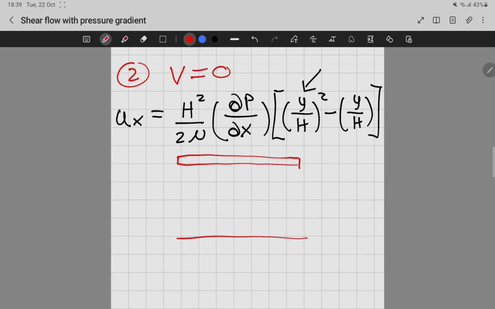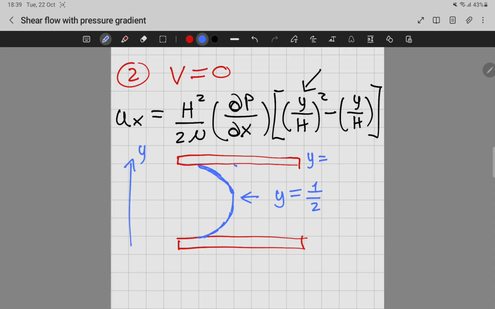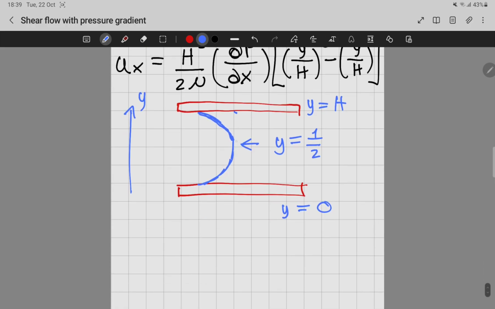So this is our top plate, this is our bottom plate. If we only have a contribution from the pressure gradient, the fluid profile will be parabolic. It will look something like this. We will have a maximum value of velocity at the central line, so when y is equal to h/2. Here y is equal to h, here y is equal to 0. So this is a parabolic profile, and this curvature is due to the viscous effects.